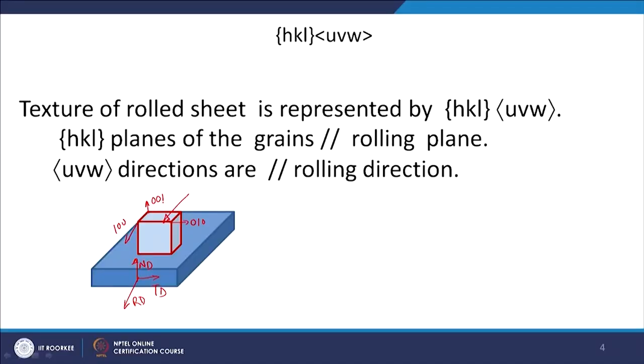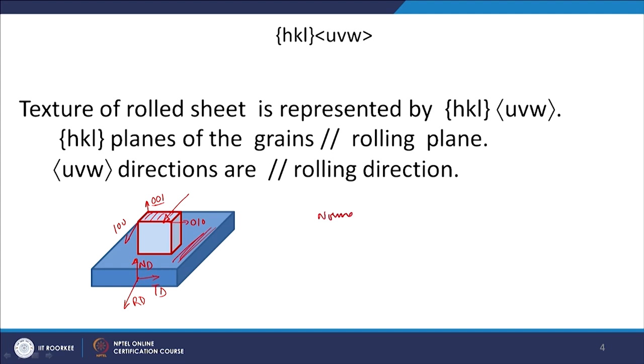If I want to represent the orientation of this particular unit cell, I won't call it texture right now, it is the orientation of this particular grain in which the unit cell is oriented like this. As we have said, the HKL plane of the grains is parallel to the rolling plane. This is my rolling plane, and the plane which is parallel to this rolling plane is the 001 plane. Or you can also say that the normal to this particular plane is 001, and that is parallel to ND.